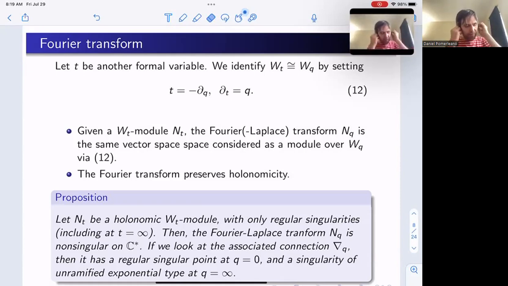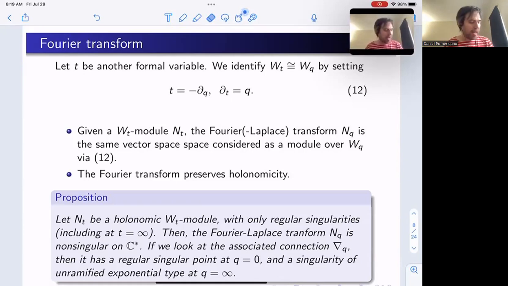And the Fourier transform, what it does is it takes, let's say you start with a holonomic W_t module with only regular singularities in the sense that I explained a moment ago. Then if you make its Fourier-Laplace transform, you get something which is exactly of the form that we predict for the quantum connection.